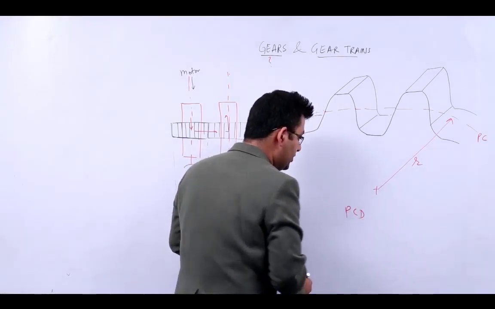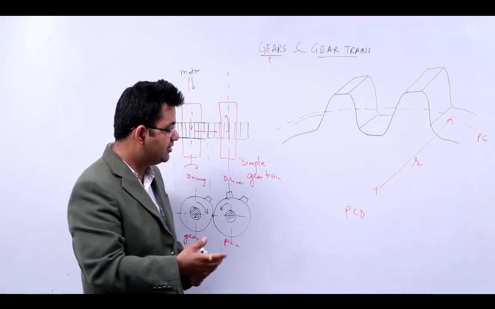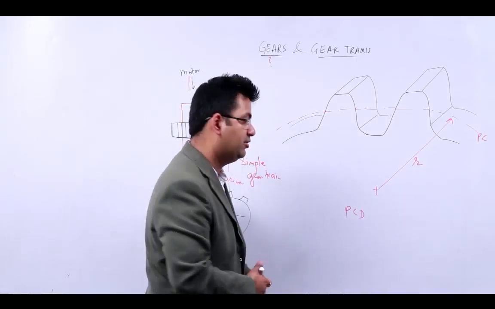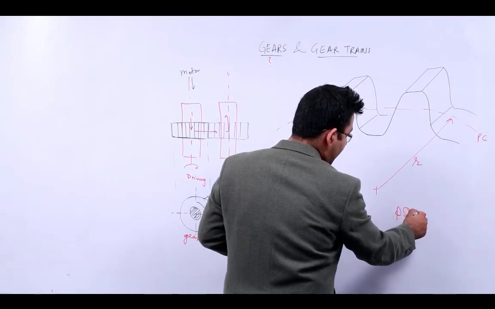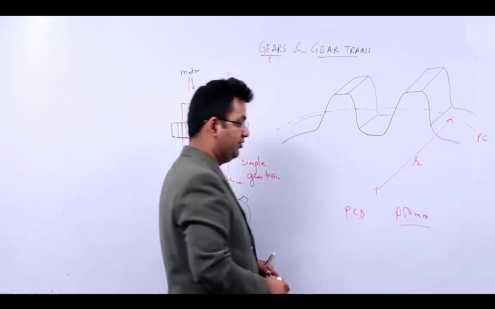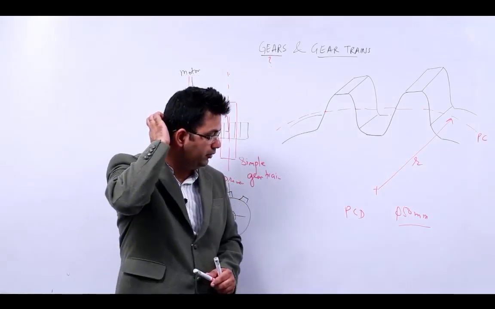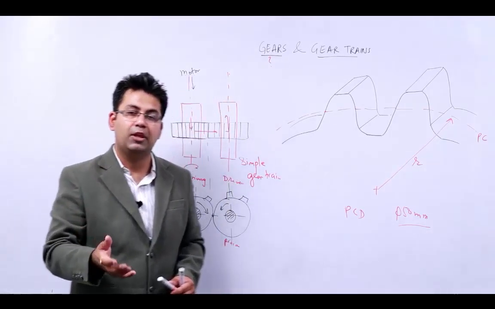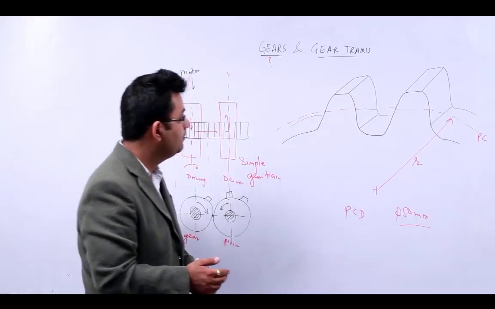And commercially, if you have to specify a gear size, it is specified in terms of its PCD. So if somebody says the gear size is 50 mm, the 50 indicates that it is talking about a diameter. Now what diameter is it? PCD, that is the pitch circle diameter.